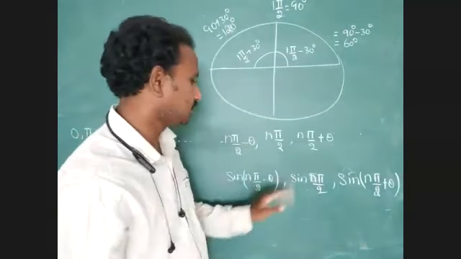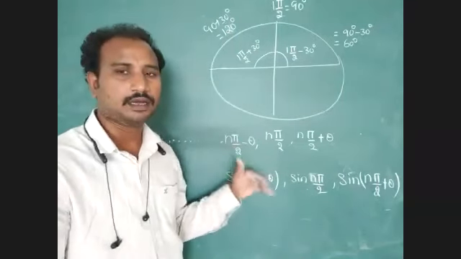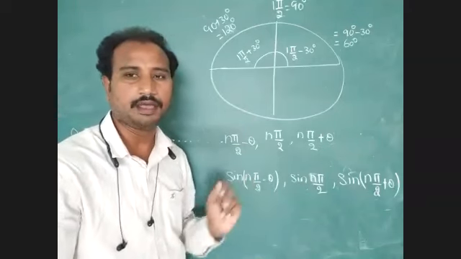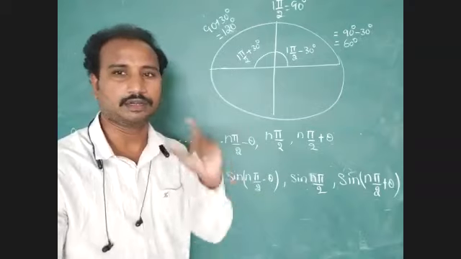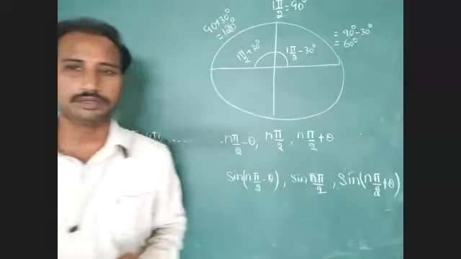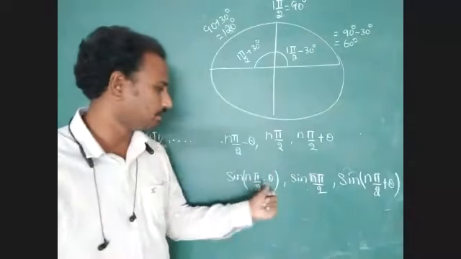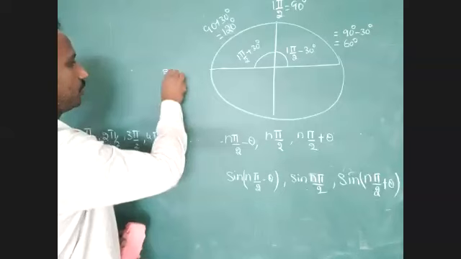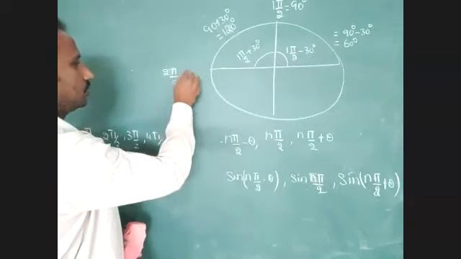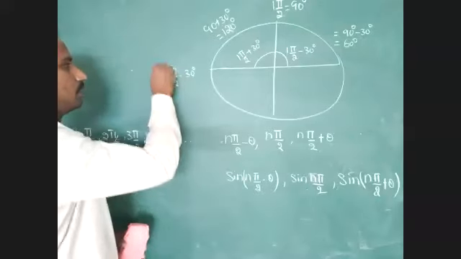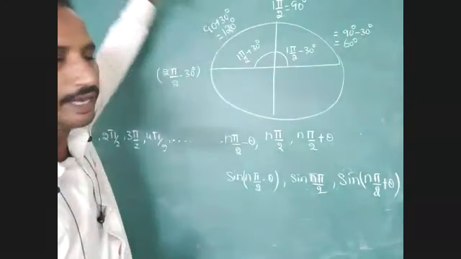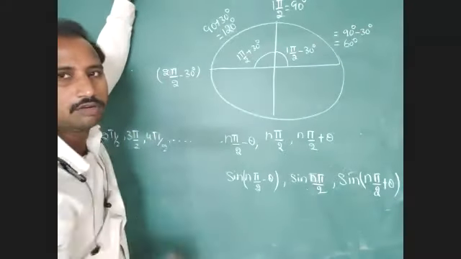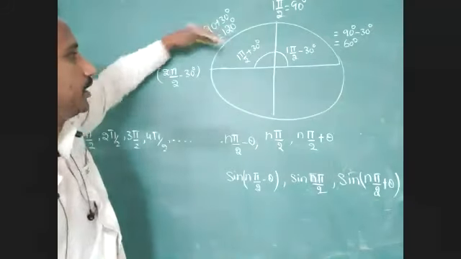N pi by 2 minus theta is given. That function is related to which quadrant? Depending on n, we have to consider the first quadrant, second quadrant, third quadrant, or fourth quadrant. Here minus means less than. For example, 2 pi by 2 minus theta, with theta 30 degree. This function is related to which quadrant? Second quadrant or third quadrant? Second quadrant. What is the reason?